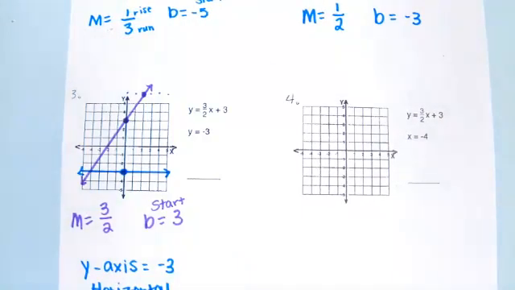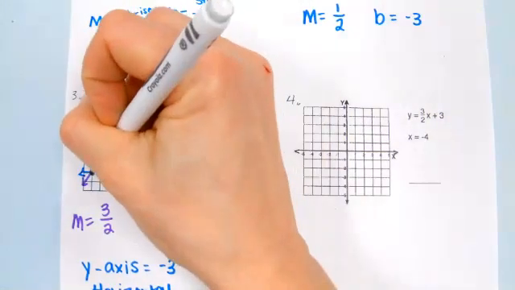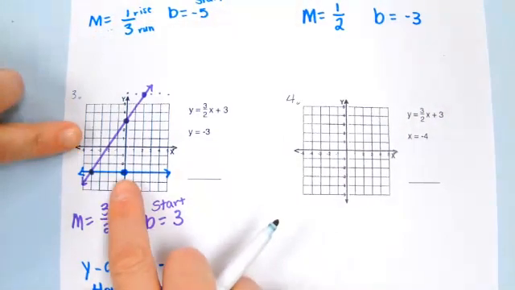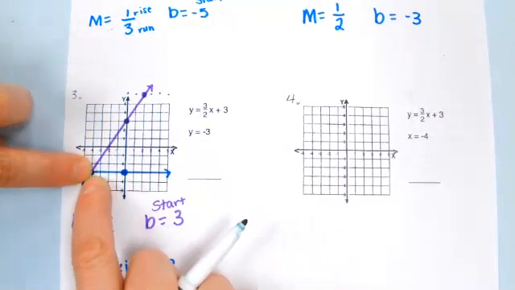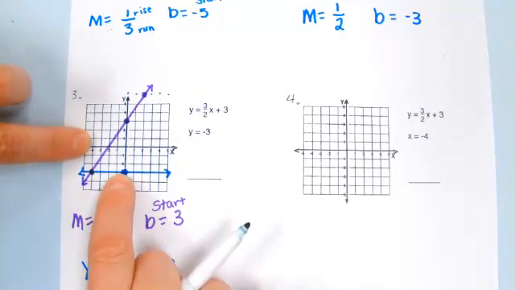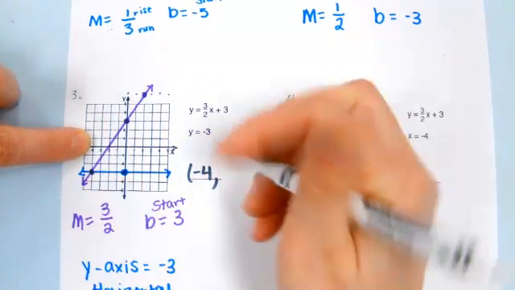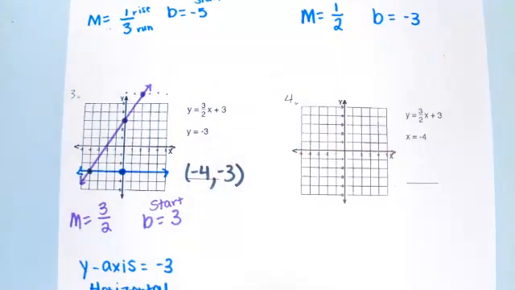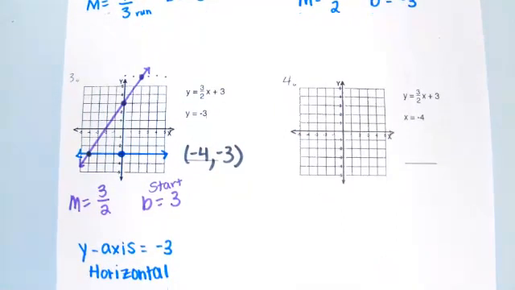And now I've got to figure out the answer, or where it crosses. Okay, so the answer is right here. This is where it crosses. Use your fingers to figure out those two numbers to get to that crossing spot. It looks like it is negative 4 on the x-axis, and negative 3 on the y-axis. And that's our final answer. That's the solution.